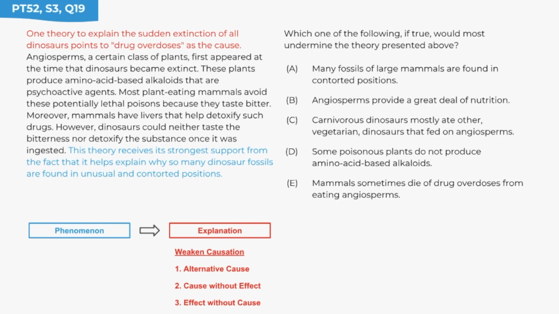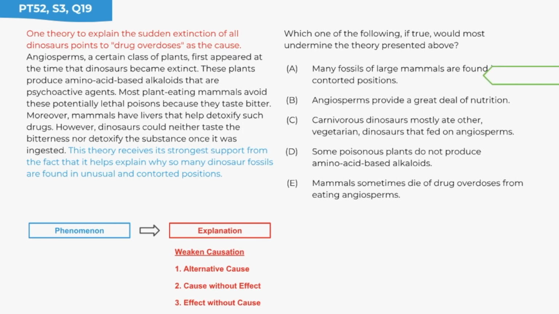Answer choice A says that most fossils of large mammals are found in contorted positions. Well, geez, remember, they tell us throughout the middle of that information that mammals essentially aren't susceptible to the same kind of poisoning because they can taste the bitterness and they have livers, right? So they're not going to be poisoned by these angiosperms. And so if we have mammals that are found in contorted positions but weren't poisoned, that would essentially give us the effect without the cause. Answer choice A looks like an answer choice we should hold on to and see what else they give us.